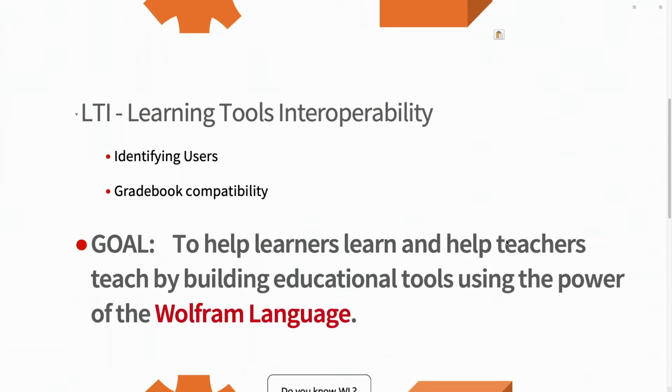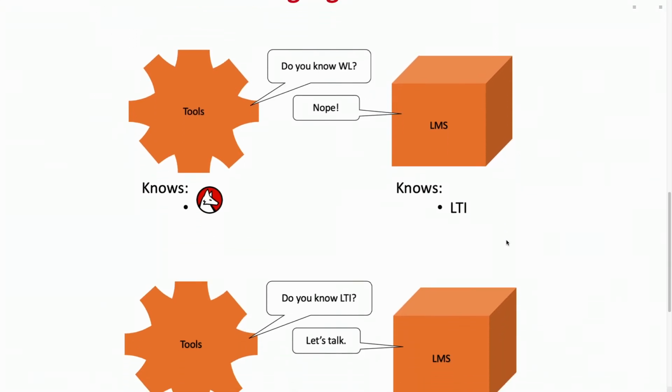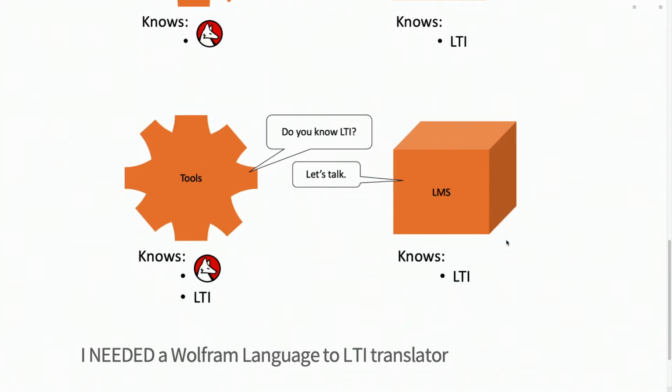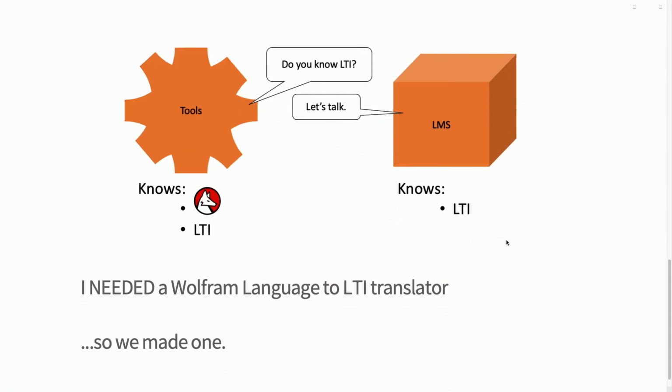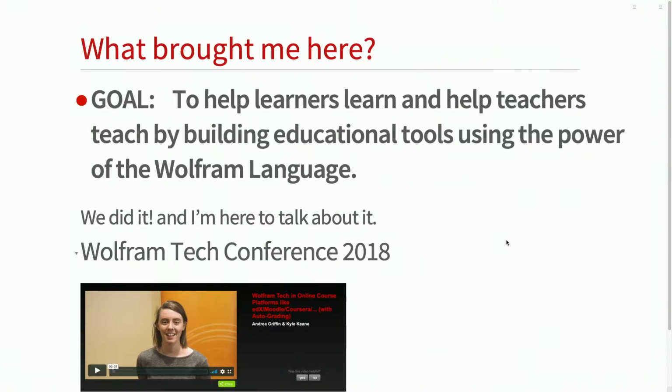So if I was going to meet my goal to help learners learn and teachers teach, and I wanted to use the Wolfram language, I needed to know that the LMS was going to be able to communicate with my tools. And so I needed a Wolfram language LTI translator. I needed to be able to use the Wolfram language following the LTI standards so that it can communicate properly with the LMS systems. And so that's what we did at MIT, and now I'm creating a bunch of tools for educators there that talk to the systems that they're already using. So that's what brought me here.